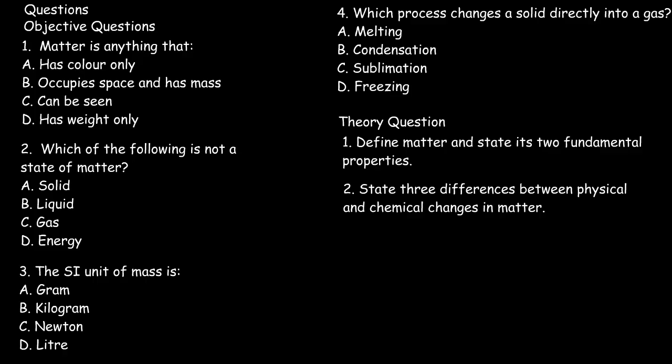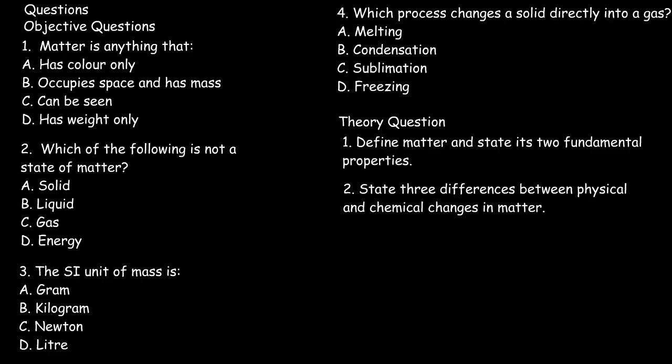Now, we have some few questions which we'll be using to revise the topic we've just discussed. It is split into objective and theory questions, and we'll be going through all of them one after the other. Our very first question says that matter is anything that: A, has color only; B, occupies space and has mass; C, can be seen; D, has weight only. And we know that from our definition, matter is anything that has mass and occupies space. So our correct answer will be B.